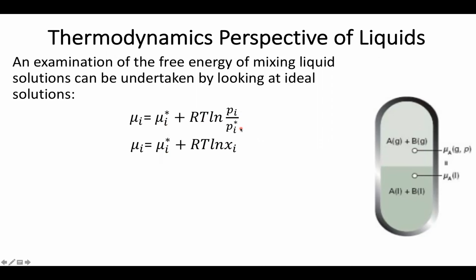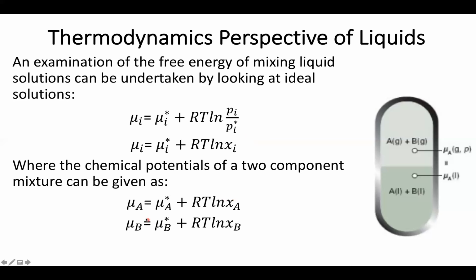Now, we're very lucky, and we're going to go ahead and try and start on a simple scenario, which is ideal solutions. And so again, these are going to be solutions that follow Raoult's law, where the intermolecular forces of the two species are fairly similar, and so species A will pretty much act as if it was surrounded by species A and not B.